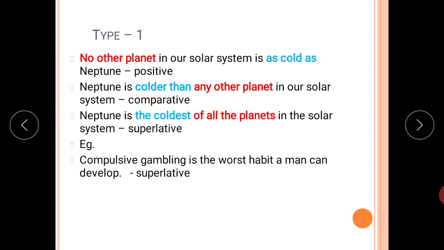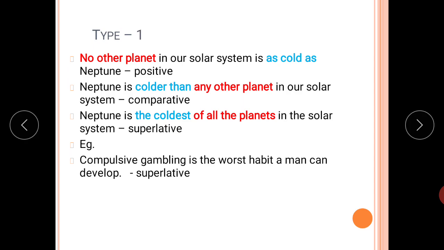Same way, let's change that into superlative. Neptune is the coldest. So here: cold, colder, coldest. Here it is escorted with "as" and "as"; here it is followed by "than", and here it is preceded with "the". Neptune is the coldest of all the planets. "Any other" is changed here to "of all the planets in the solar system". This makes it superlative. So this is one type.